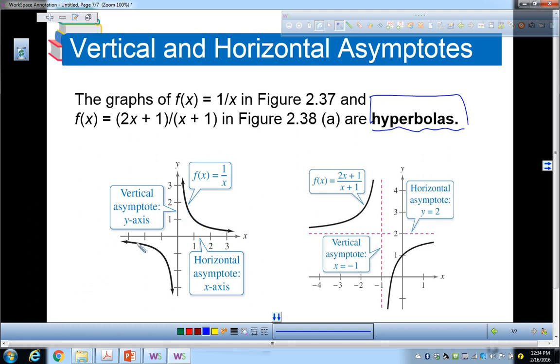hyperbola looks like this. Okay. It's not bad. So, horizontal asymptote, vertical asymptote. Here in this rational function, you have a horizontal asymptote at y equals 2, so they don't always have to be at 0 and 0. This one has a horizontal asymptote at y equals 2 and a vertical asymptote at x equals negative 1. Why is that 2? We're going to talk about that in a second, and how you find those. That's what we're going to talk about next, which is the fun part.